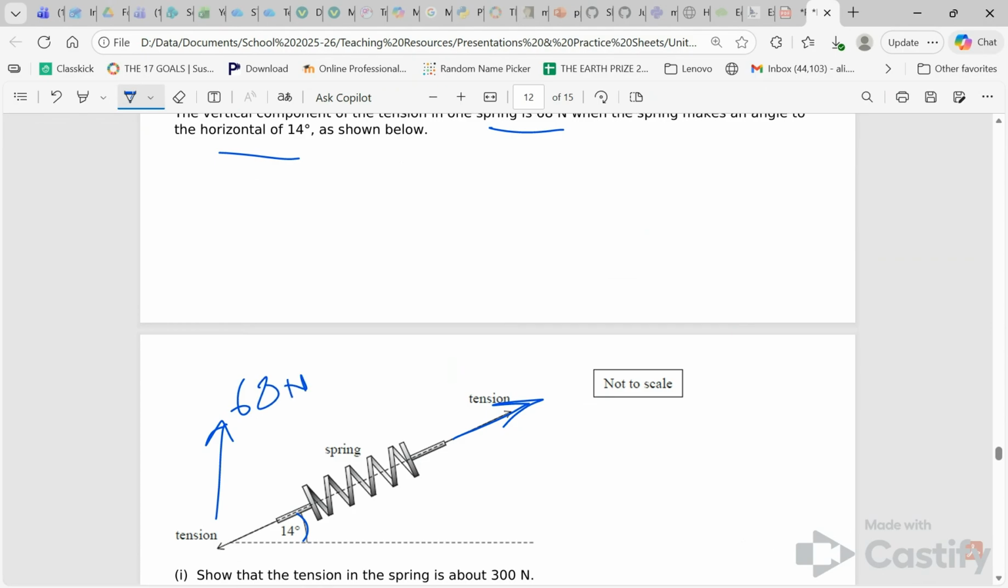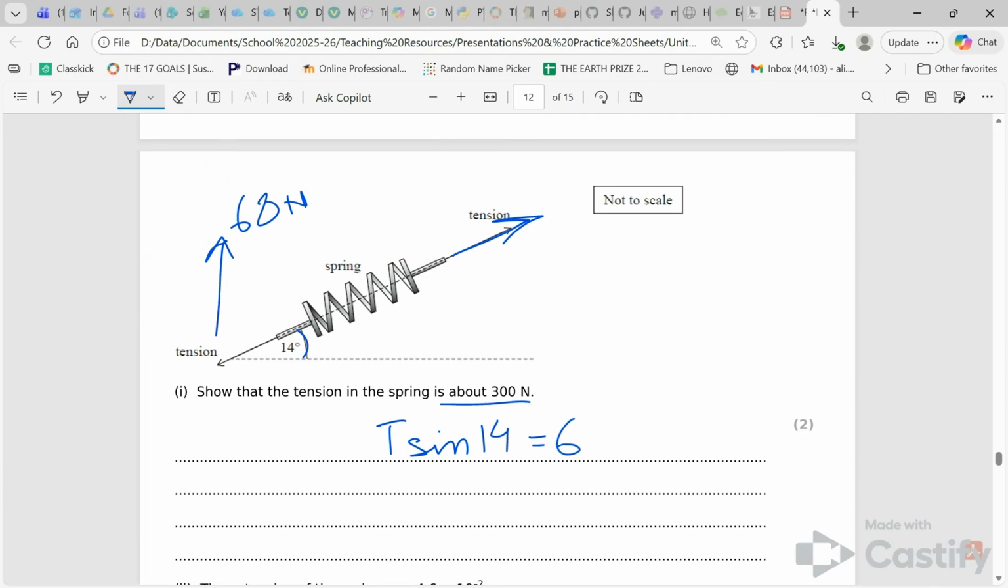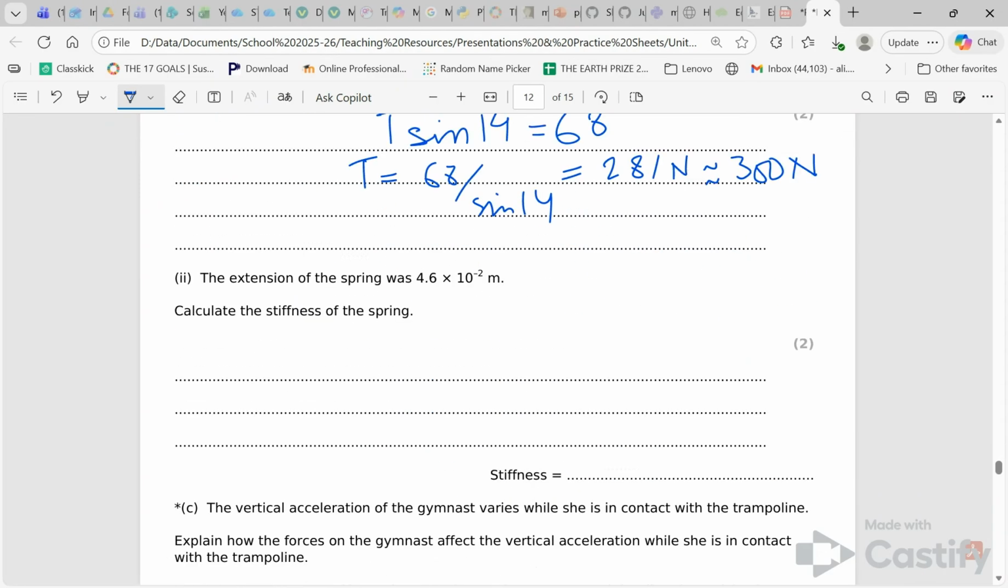So this is a question for 2 marks where we have to show that the tension in the spring is 300 newtons. Since we have already been given the vertical component of the tension to be 68 newtons, I can use the formula for the vertical component and rearrange the equation to get the value of tension, and on calculating I end up getting an answer of 281 newtons, and to one significant figure it will be almost equal to 300 newtons.